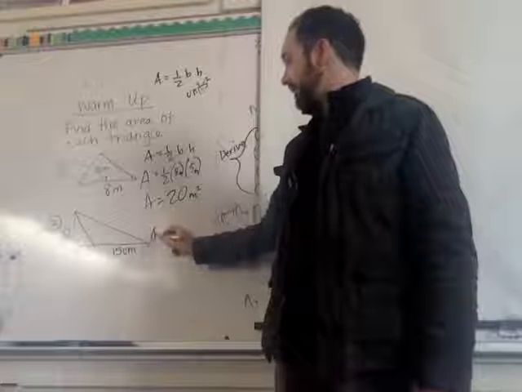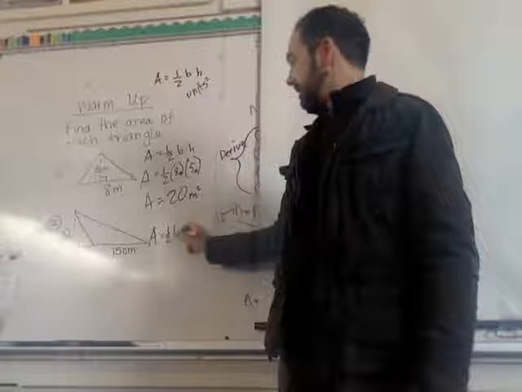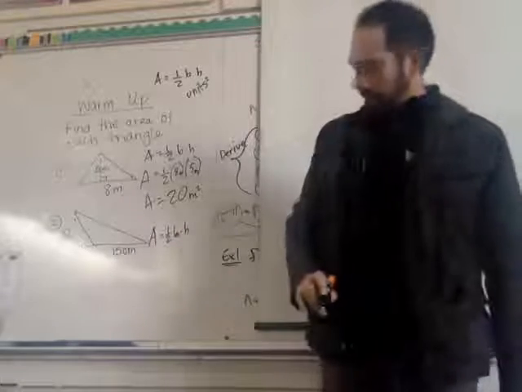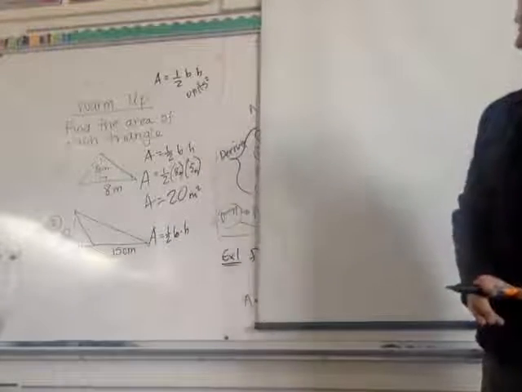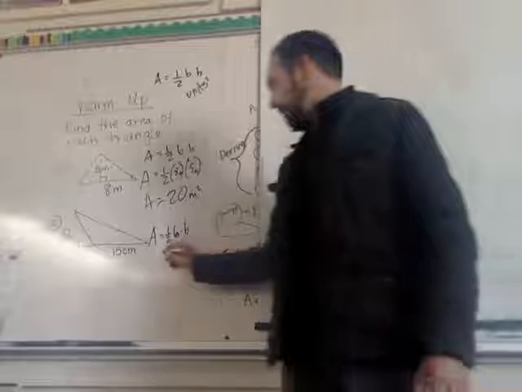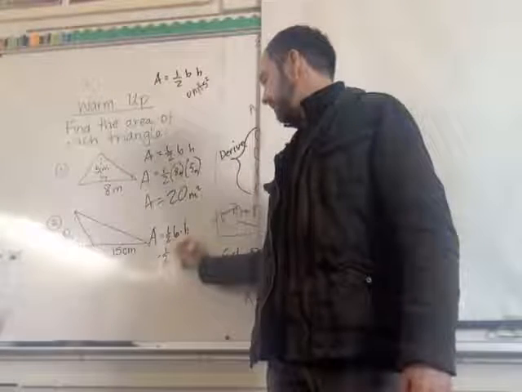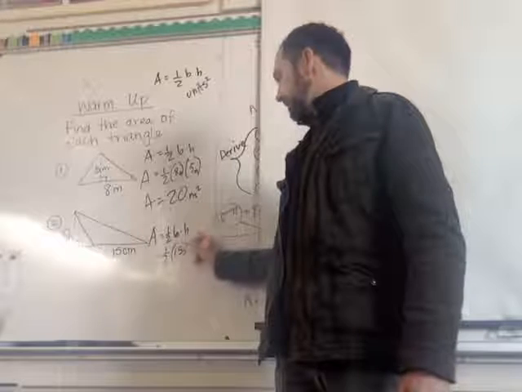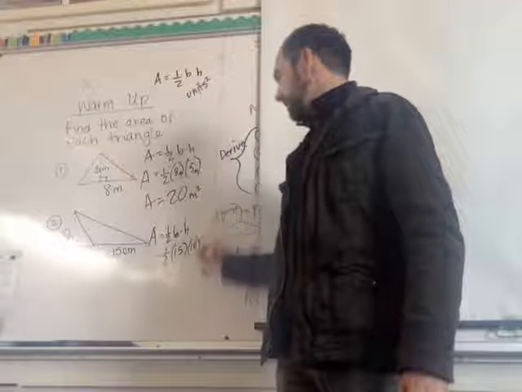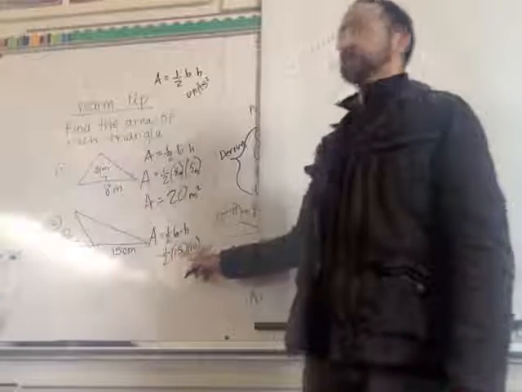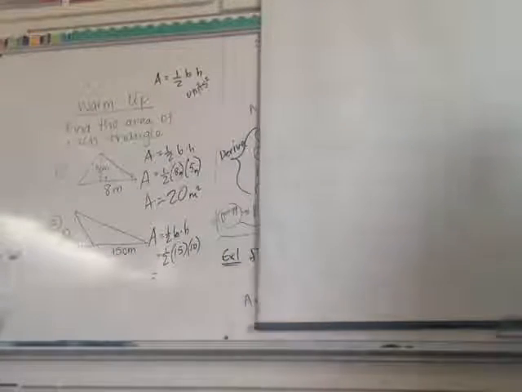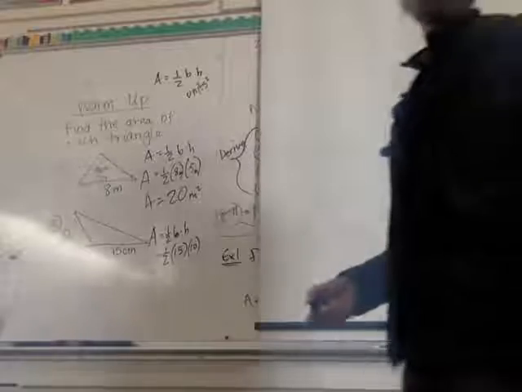Let's do this one real quick and then jump right into the lesson. This is just prep, getting your mind in the context for today. So we have one half base times height. Let's do that one. One half base. I see where you're going already. 15 times 10, 150 divided by 2. That's cool.